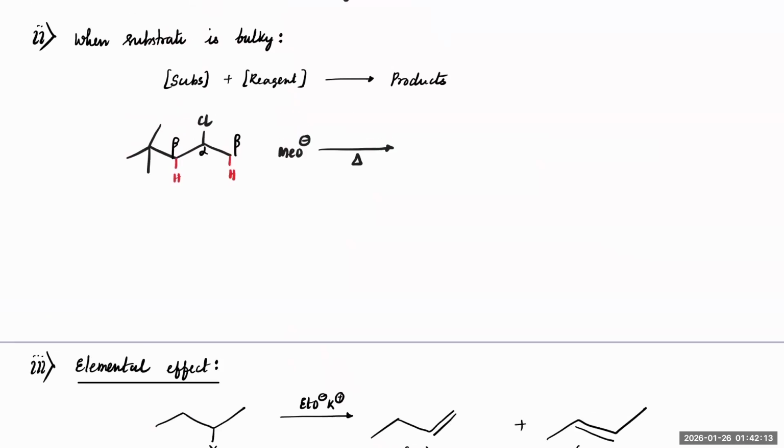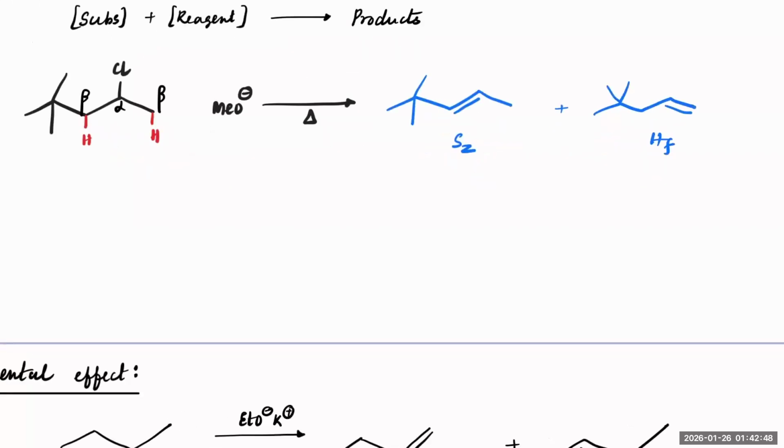Second thing, what if the substrate itself is bulkier? For example, you know that substrate plus reagents will give products. Now this is the substrate. Reagent is our base in this case. So base is trying to extract hydrogen from this position, hydrogen from this position. That leads to formation of a double bond here like this, or formation of a double bond here like this. Okay, this is Saytzeff product, this is Hoffman product.